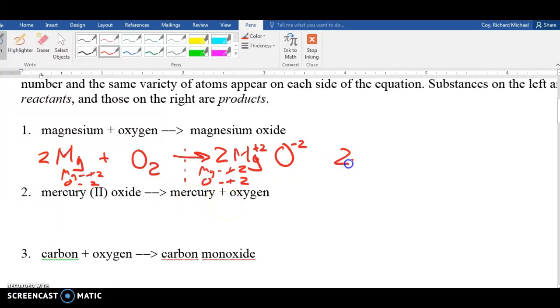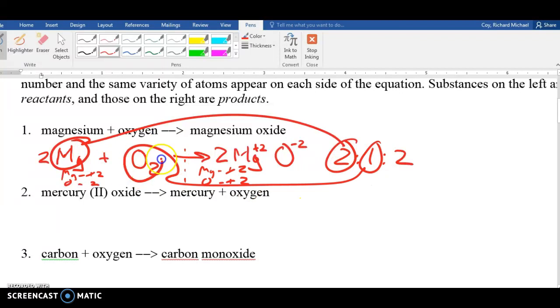So that's a 2 to 1 to 2 ratio. 2 magnesiums plus 1 oxygen molecule makes 2 magnesium oxide molecules, although really it's a formula unit because it's ionic. Okay, here's the next one.